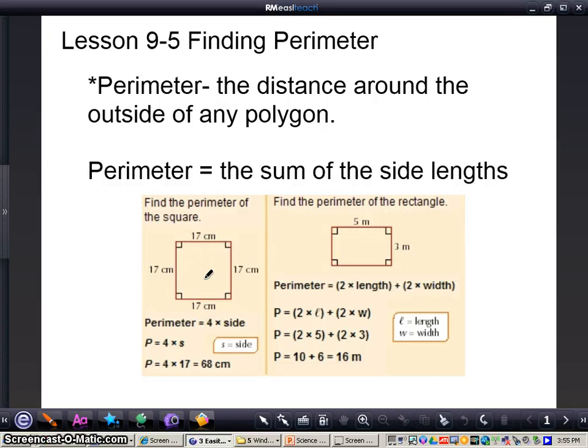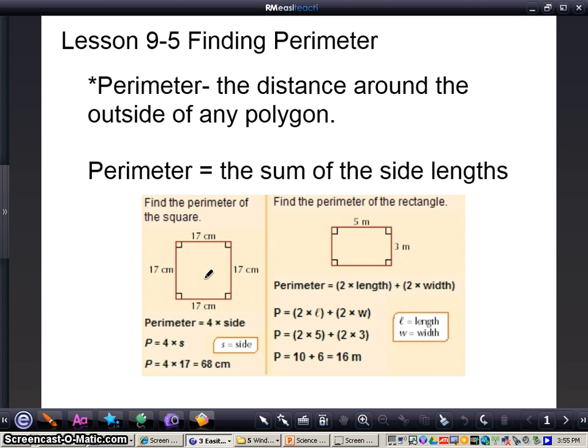In this video, we're going to take a look at how you find perimeter. The perimeter is the distance around the outside of any polygon, or really any object. It's the sum of the sides' lengths. To find the perimeter of a square, for example, the formula is perimeter equals 4 times the side.